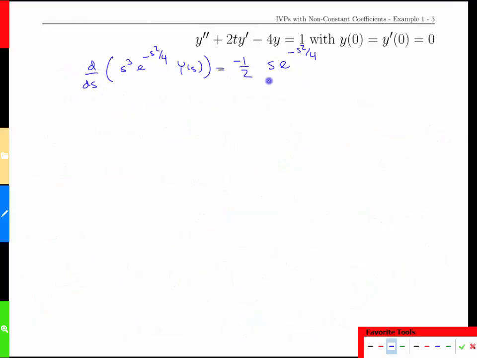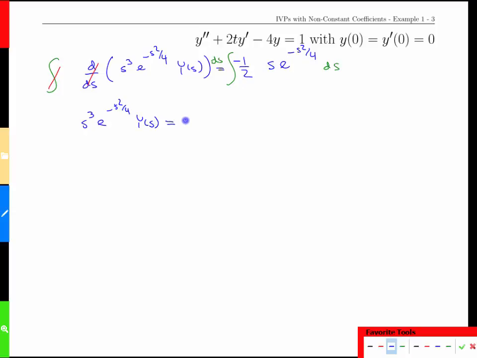Tidying a few terms up here, we end up with this form of the equation, and then we simply integrate both sides with respect to s. Now the left-hand side is easy. The whole point of the derivative and integral combo is that they're inverses of each other. They cancel out. And then we end up with exactly the same expression we had before, but without the derivative.